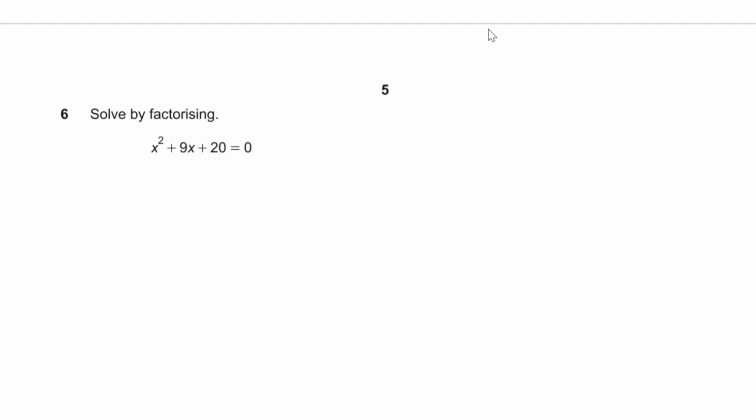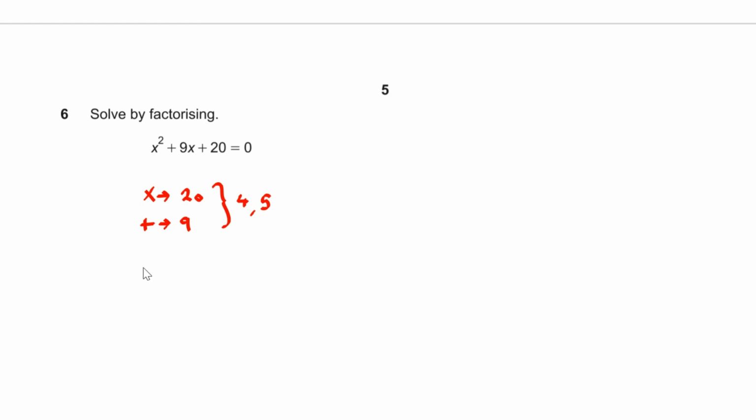Question number 6, we have to solve by factorising x squared plus 9x plus 20 equals 0. Well, what we are looking for here are two numbers which multiply to give 20 and which add to give 9. You'd find these two numbers to be 4 and 5.